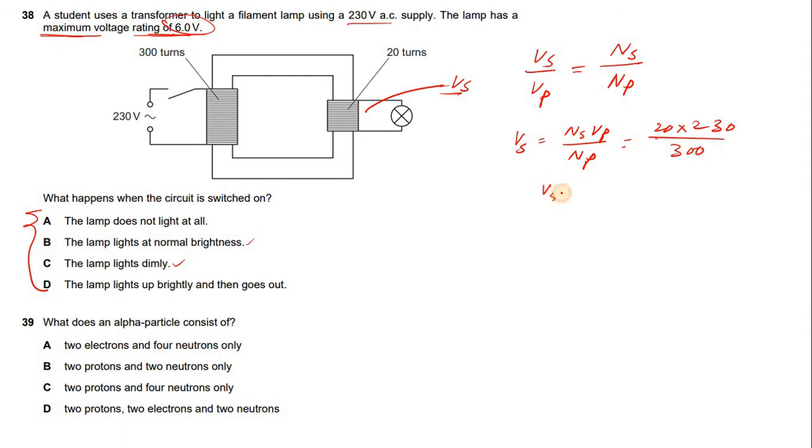That means VS would be equal to 15.3 volt, which is much greater than 6. That means the lamp lights immediately. For a short interval of time it will light up brightly, but then goes off because of the high amount of voltage. So the option is D.